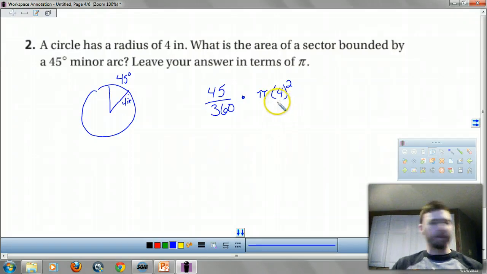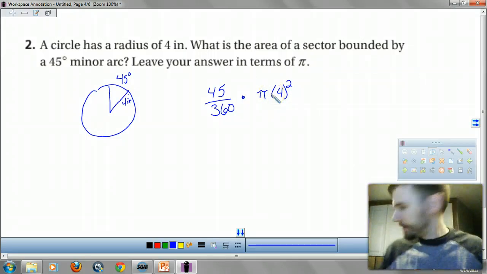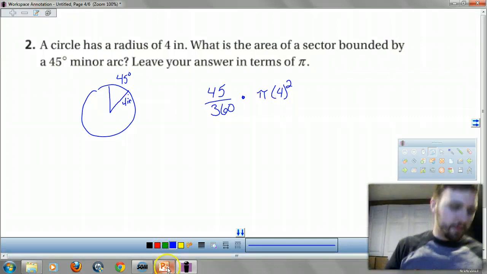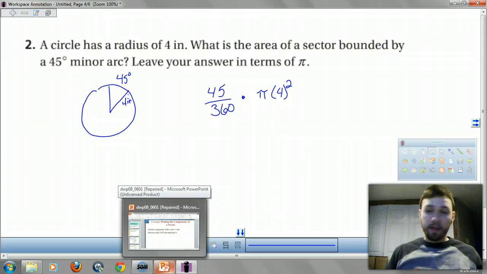I think it is actually 2 pi. I didn't bring my calculator down. One second. You silly goose. Okay. So then you plug in your calculator. It is just 2 pi.